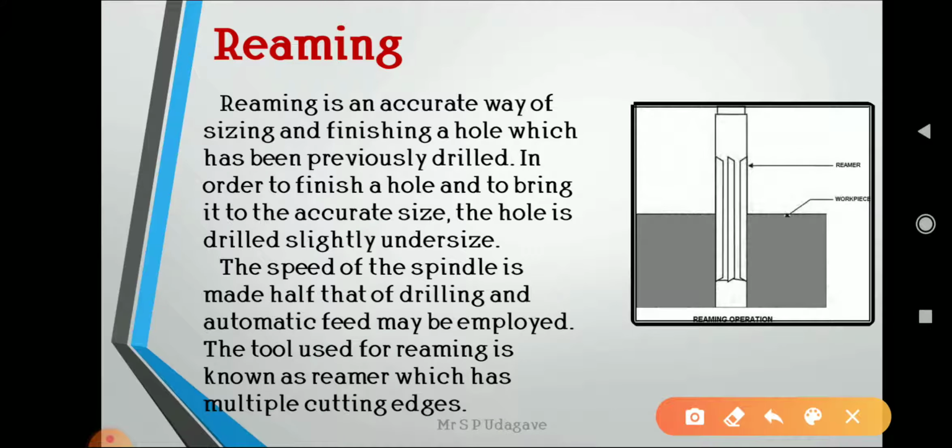So reaming is used to create an accurate size hole and for finishing. Mostly for finishing of holes we use the reaming operation. Initially a hole is drilled. The figure shows the initially drilled hole, which is undersize, and we use the reamer. The metal removed by the reamer creates the actual final size and gives the finishing to the hole.